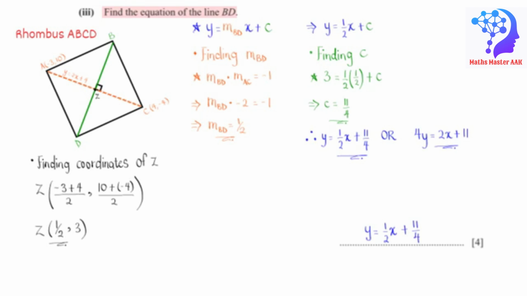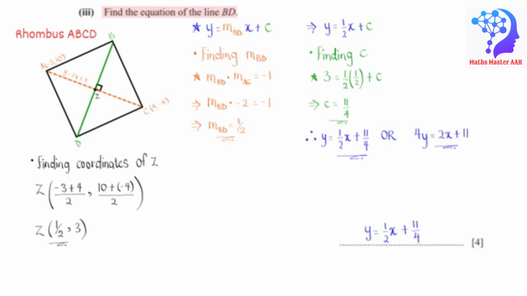And so this means that the product of the slope of BD and the slope of AC is equal to -1. In the previous question, we found the slope of AC as -2. When we substitute that into our equation, we get the slope of BD as half. So now we have y equals half x plus c. To find c, we need to know one set of coordinates on the line BD. So let's go back to our diagram.